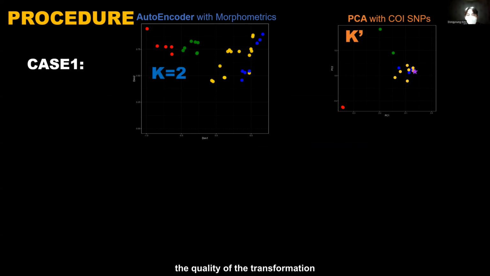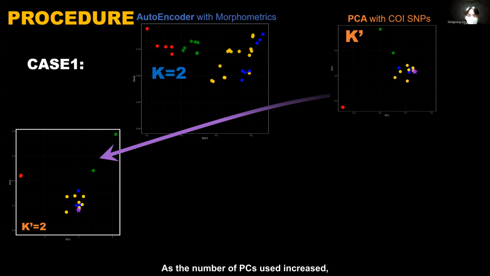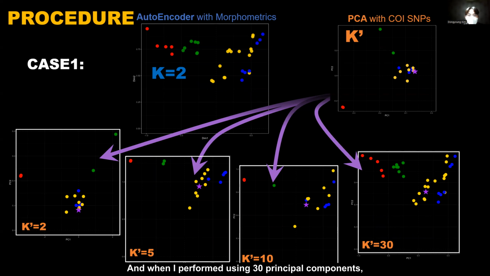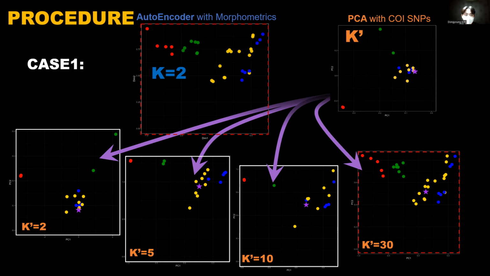At this time, the quality of the transformation depends on how many dimensions of the PCA data, in other words, how many principal components were used for transformation. As the number of components used increased, the distribution of our target phenotype data and transformed genotype data became similar. And when I performed it using 30 principal components, I got very similar transformed coordinates. So I used the output that was converted from 30 dimensions of genotype PCA.